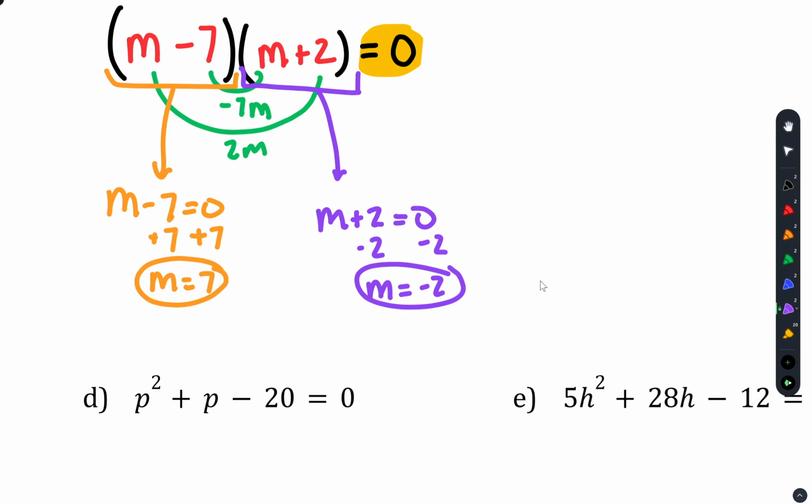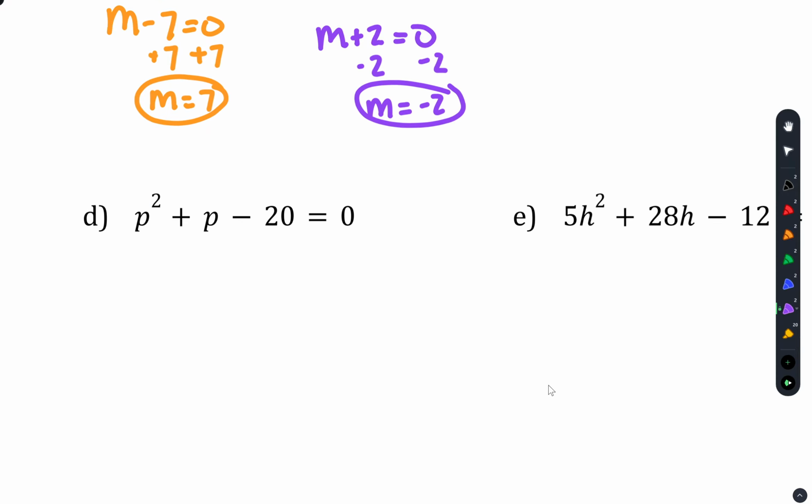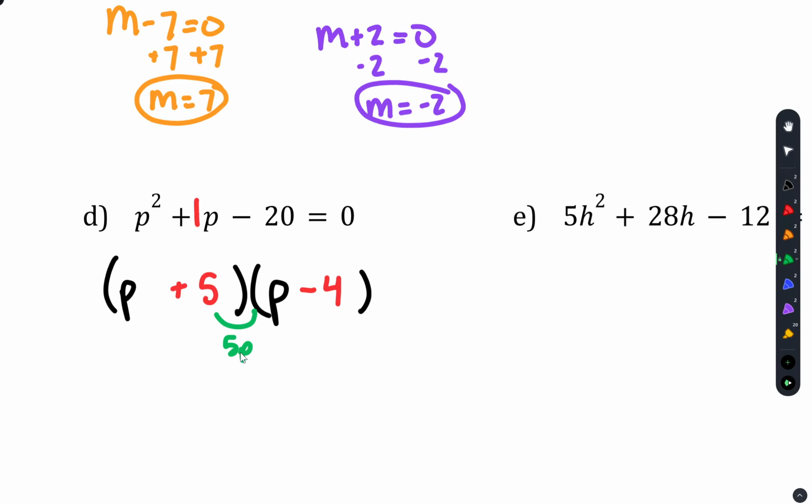Okay. I'm going to do this in a funky order. Let's do D. What do I need for D? Is there a GCF here? So what are my factors? P and P, and then what? How do I get to a positive 1? Plus 5 minus 4. Perfect. We're going to double check. 5p minus 4p. That does get me a positive 1.